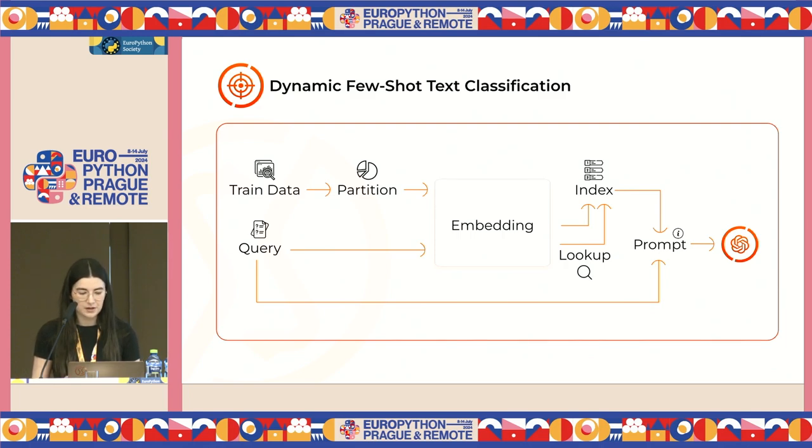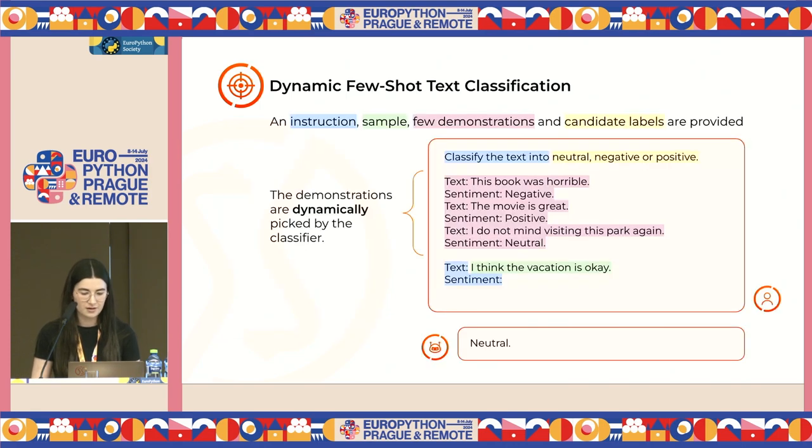The idea is as follows. During the training step, the label data is embedded and the vector store is created. And during the inference step, the user's query is embedded and only n nearest neighbors for each class are retrieved from the vector store. These samples are then included as demonstrations into a prompt. That approach allows us to basically indefinitely scale the training set size while maintaining relatively constant token usage. The prompt for the dynamic few-shot would be identical to the one we used for the few-shot prompting. However, the main difference here is that the demonstrations added into the prompt are dynamically selected by the classifier.